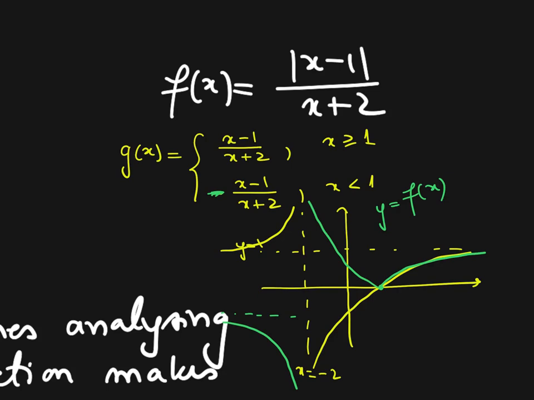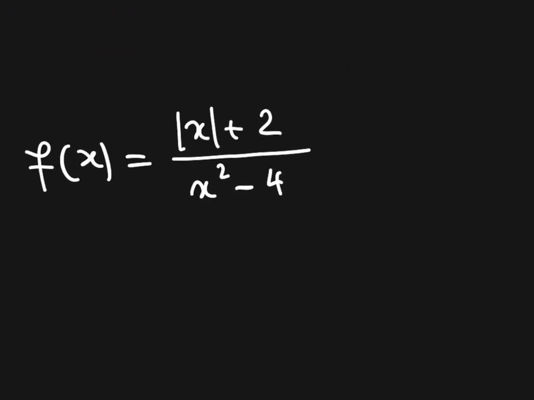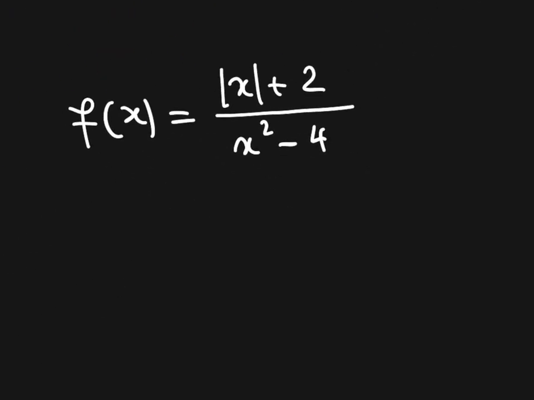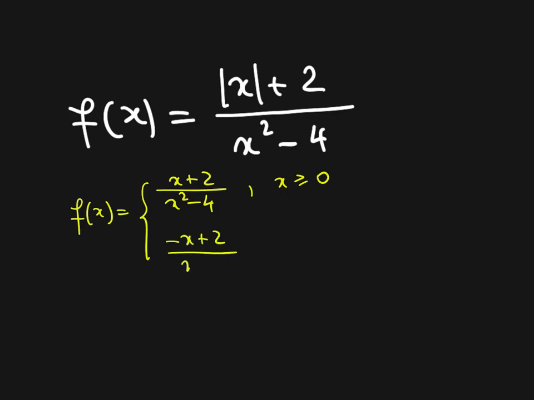How about if we have something like this? That's an interesting one, because we can treat it in at least two ways. I think we can write f of x equals x plus 2 over x squared minus 4 for x bigger or equal than 0, and minus x plus 2 over x squared minus 4 for x smaller than 0.